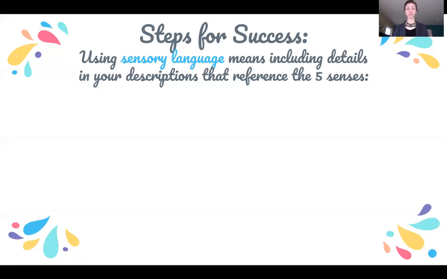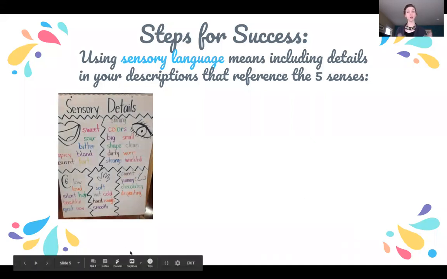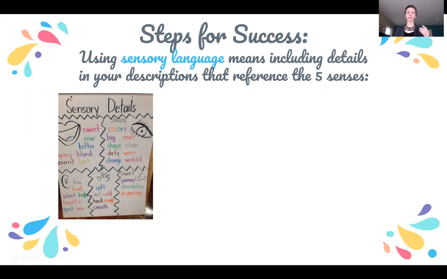So our steps for success today. Using sensory language means including details in your descriptions that reference the five senses. We've got an anchor chart here. I wish I could make you one, but here's a really neat one. I like the visuals on this, that there's a mouth for taste, eyes for sight, nose for smell, hands for touch, although really any part of your body could be used for touch, and ears for hearing.